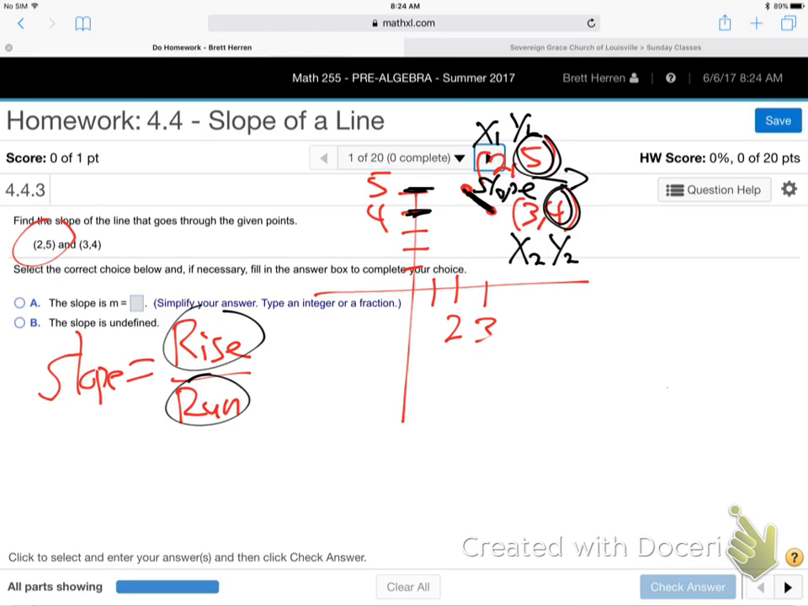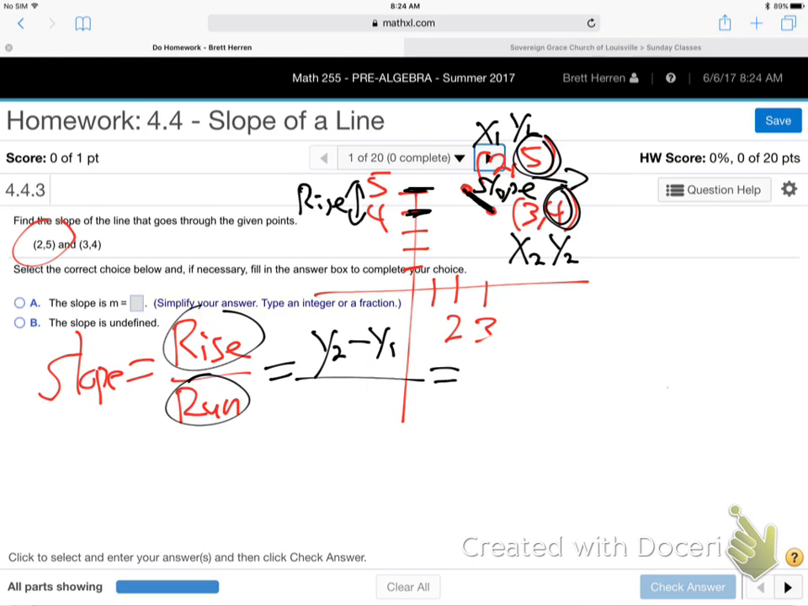Okay, so now, how do I find rise? How do I find how far it is from here to here? That's my rise. Well, I've got to take the two y values and subtract them.